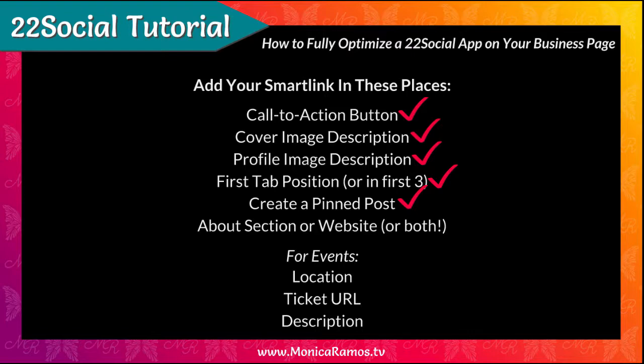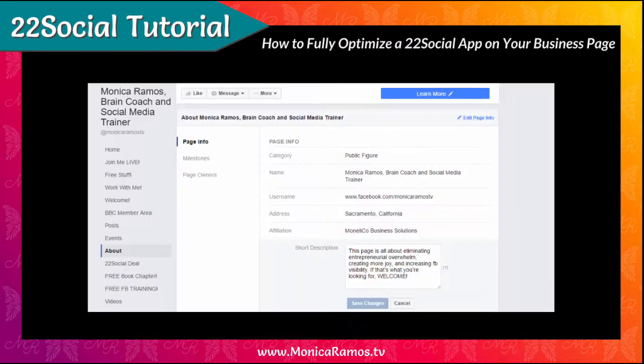So lastly, before we cover events quickly, I want to go over the About section, where you have your short description and also where you can place your website. So here you want to click on the About tab over on the left side of your page to get to this section here where page info is at. If you're not seeing page info, it should default to page info. Then just make sure you select it there towards the center.